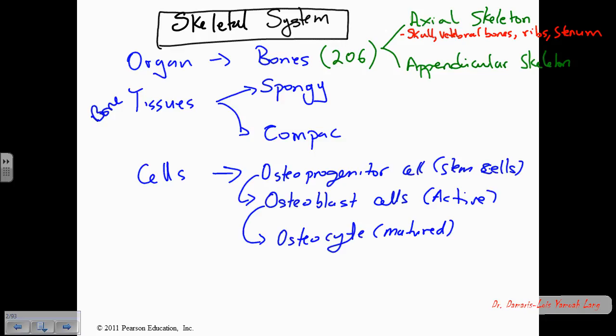The appendicular skeleton includes your girdles, and your girdles are your shoulder and hip girdles, which they call pectoral for shoulder girdle, and pelvic for the hip girdle. And then your limbs. And your limbs, you have the upper limbs and then the lower limbs.